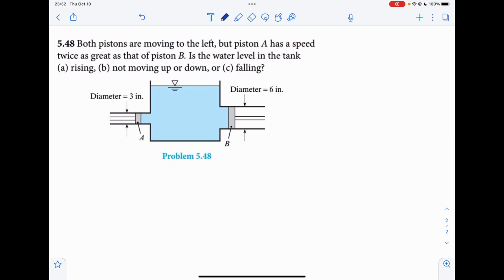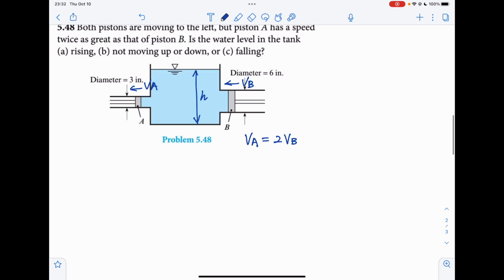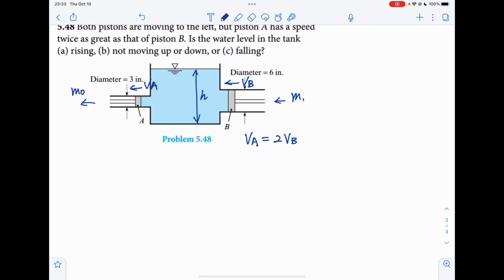So we're going to draw the picture here. All the pistons are moving to the left. We have VA here, and we have VB here, and VA equals 2 VB. We have water, and we have the height of the water in the tank, and we have the area of the tank as well. We have a mass flowing out, and we have a mass flowing in.